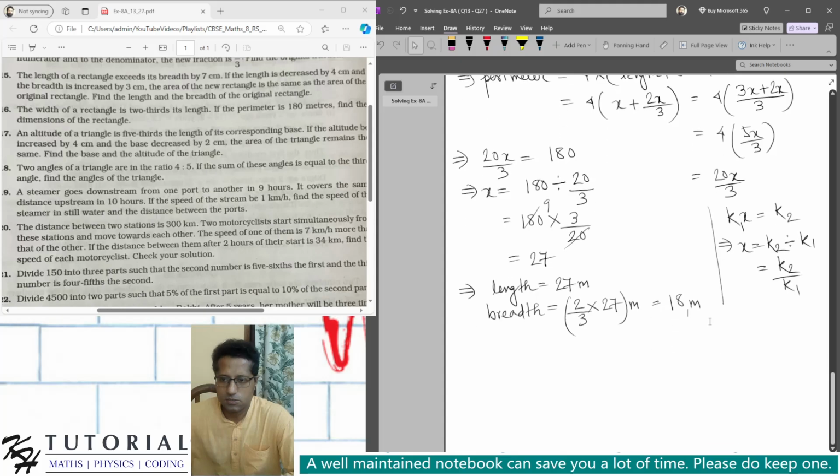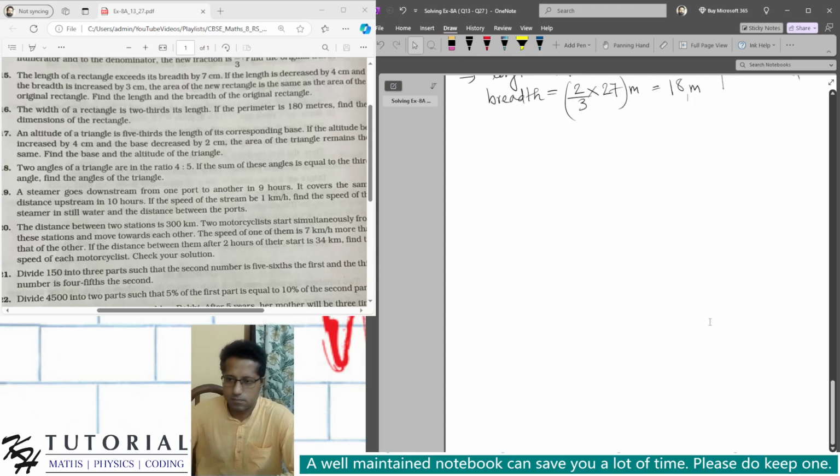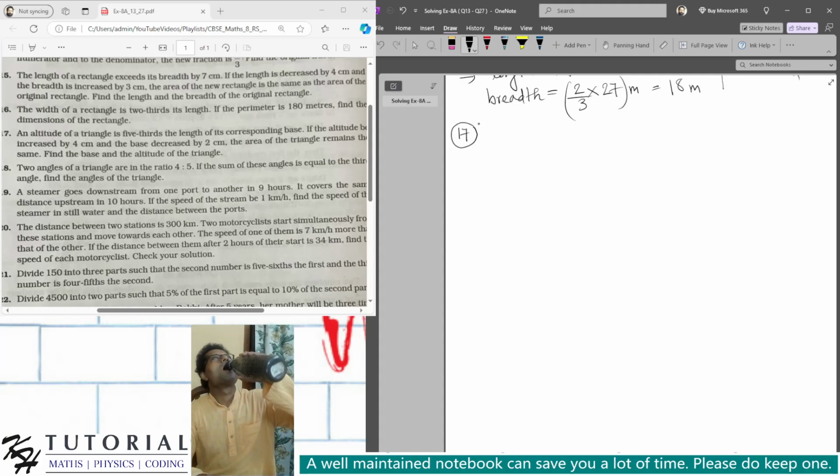Okay, let's do problem number 17. An altitude of a triangle is 5/3 the length of its corresponding base.